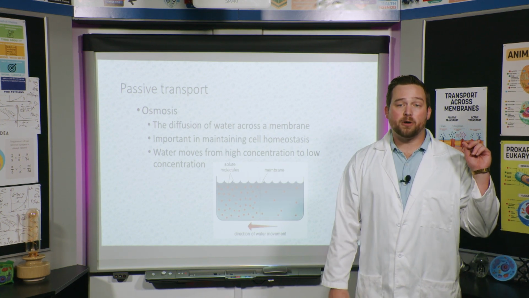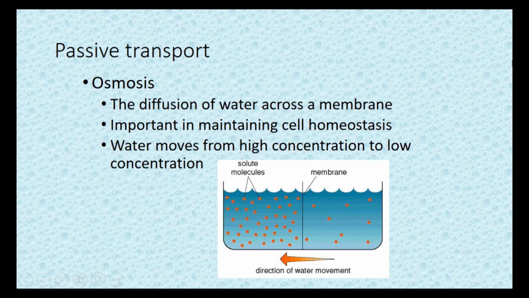So again, osmosis is a type of passive transport. If it's passive transport, are we using any energy here? We are not. Passive transport does not require energy. Okay, osmosis, again, is the diffusion of water across a membrane. Remember that. If water's moving, it's going to be osmosis. This is going to be very important for maintaining cell homeostasis, and I'll get into that later on. Okay, and water moves from high concentration to low concentration of water.